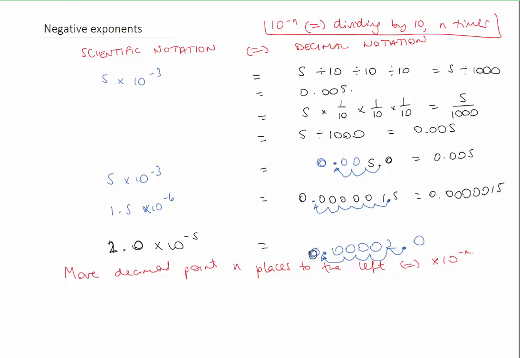Something else I'd like to say here is, returning to this example here, we've got 5 divided by 1000, which is 10 to the power 3. So we could equally say that b times 10 to the power minus a is equivalent to b divided by 10 to the power a. And those things are equivalent to each other.